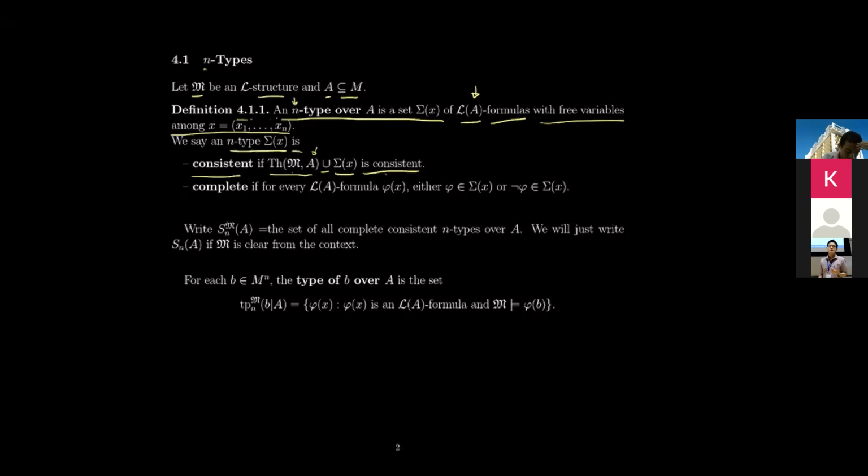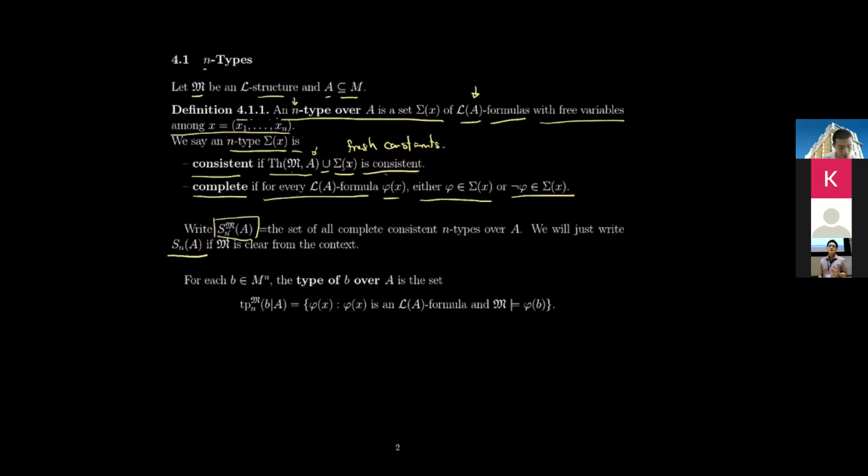And usually when we talk about consistency, we talk about a set of sentences. Here, you can consider x as fresh constants. You treat these variables as fresh constants, so now you can think of it as a set of sentences. We say that your n-type is complete if for every L_A formula phi(x), either phi is in sigma(x) or not phi is in sigma(x). Here I have a notation for the set of all complete consistent n-types over A: S_n^M(A) denotes the set of all complete and consistent n-types over A. If M is clear from the context, we're going to use just S_n(A) for short.